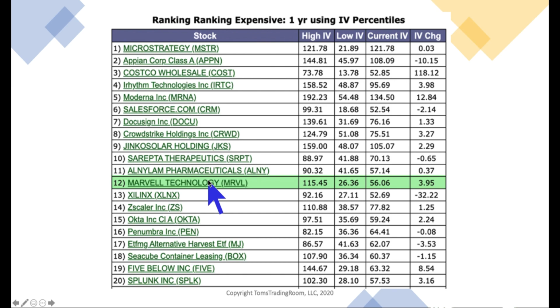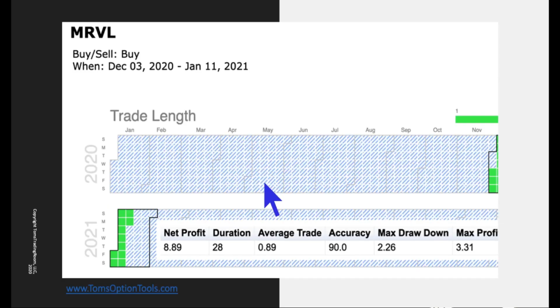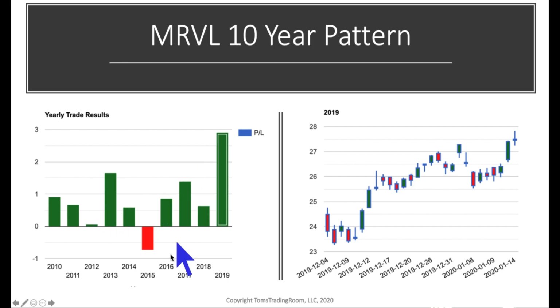Now let's talk about MRVL. I highlighted it green for a reason. MRVL is a money calendar buy, and that is happening today through around January 11th. Between December 3rd and January 11th, over the last 10 years, this particular company has had a 90% accuracy in terms of being higher during this time frame. 9 of the last 10 years, this 28-day trade has gone higher. It's also gone up an average of $8.89.